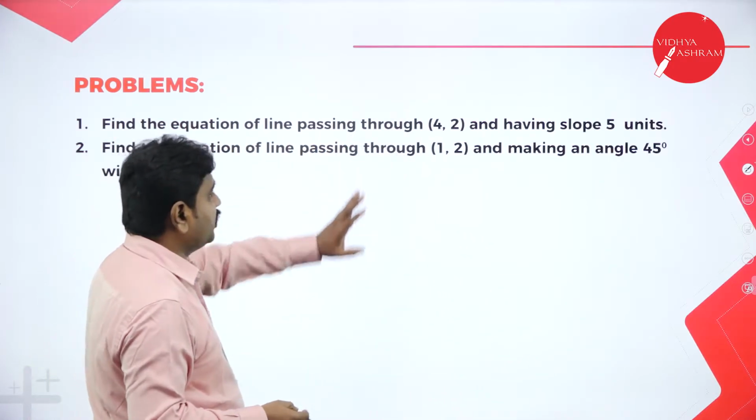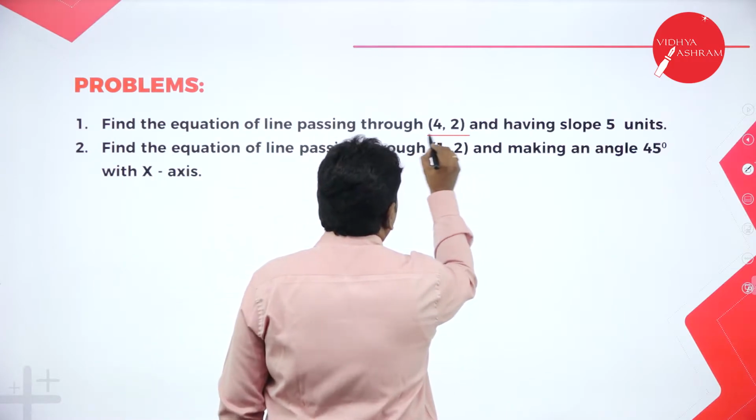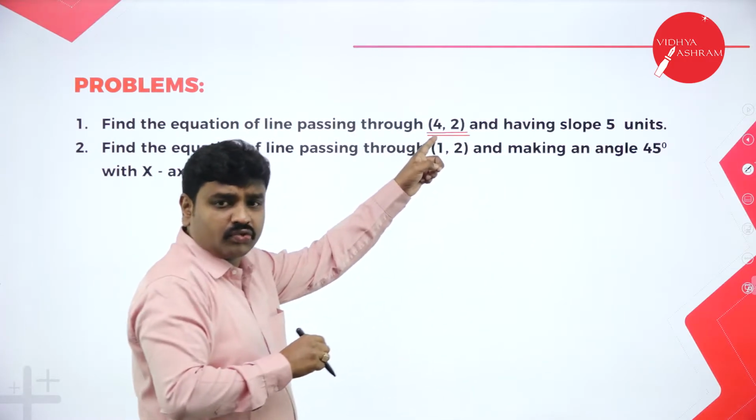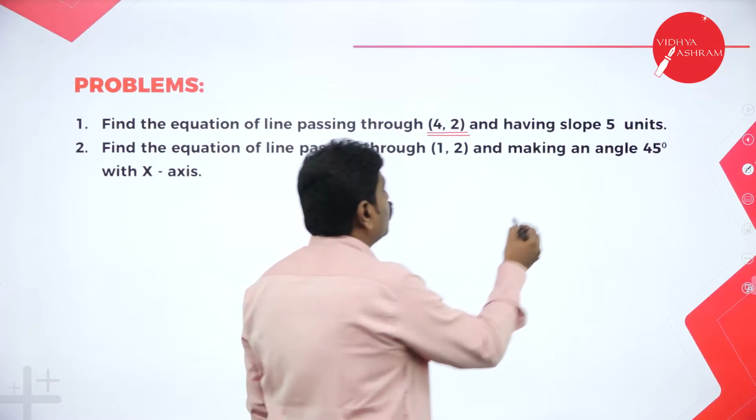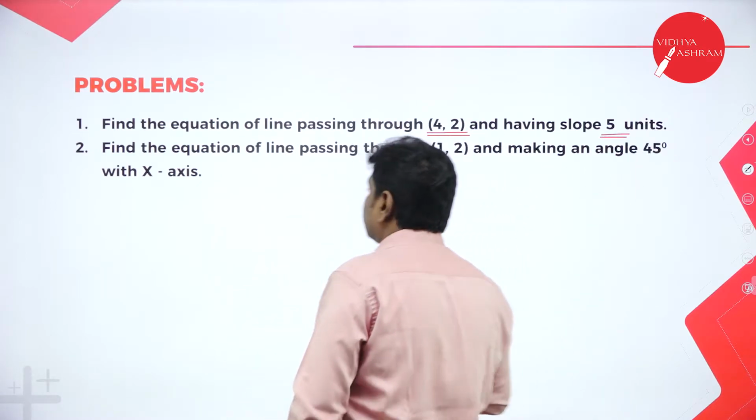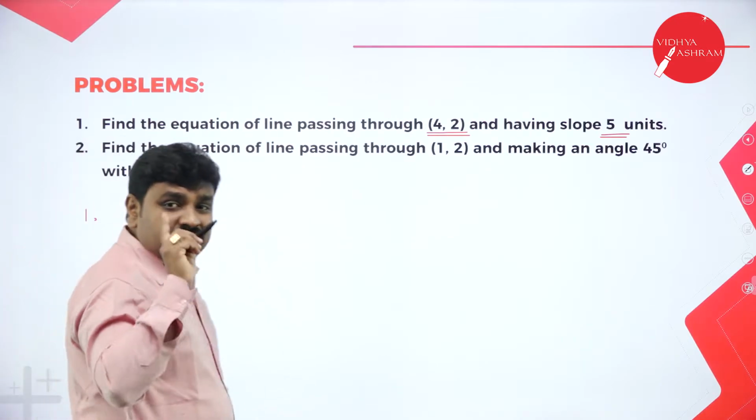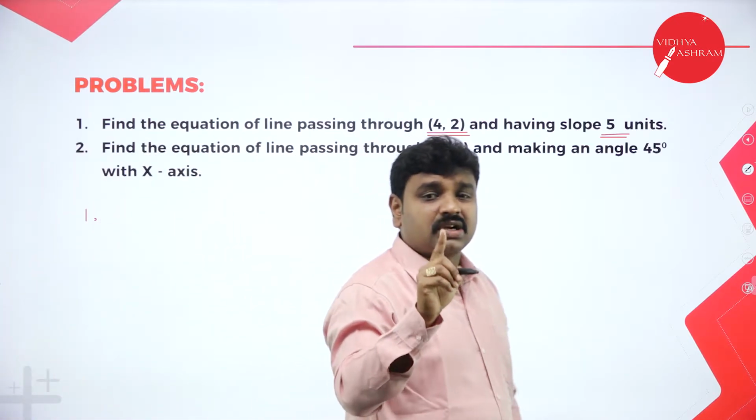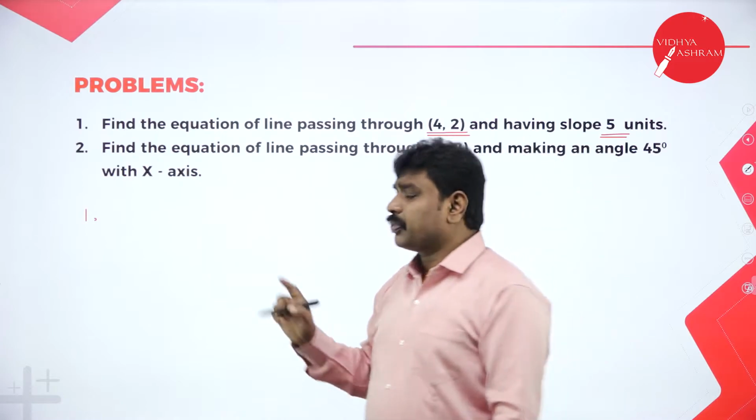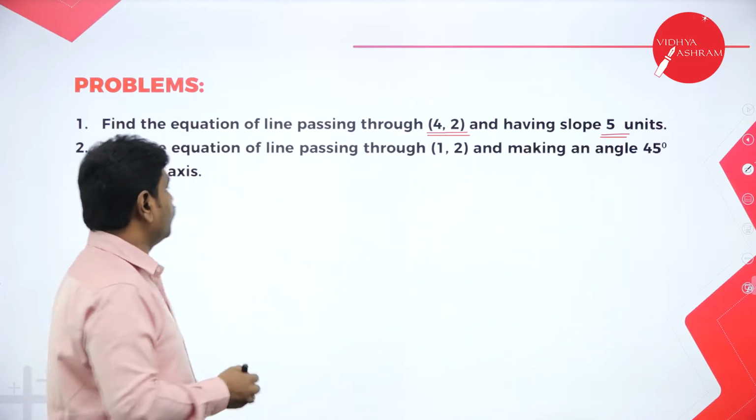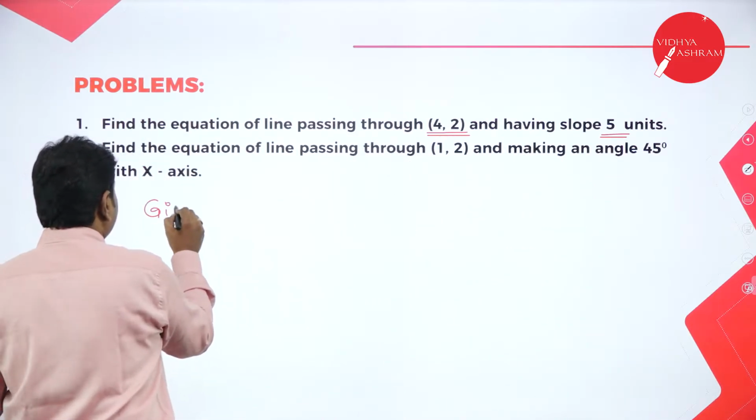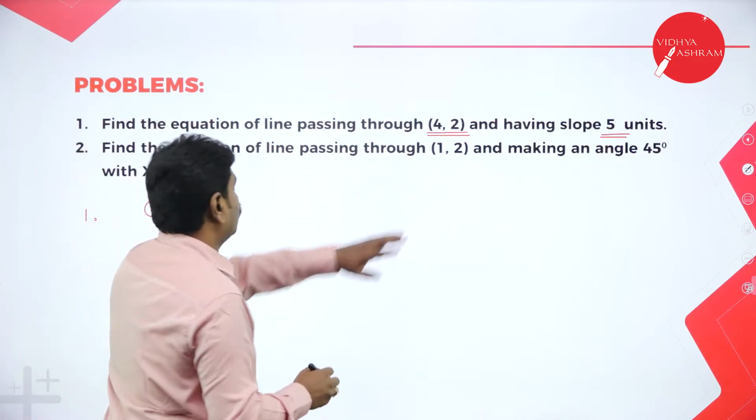Find the equation of line passing through (4, 2). They want you to find the equation of line. The line is passing through (4, 2) and having slope 5 units. So now decision making. If I want to solve the first problem, decision making depends on what is given. So in problem 1, what is given? Read what is given. The line is passing through (4, 2).